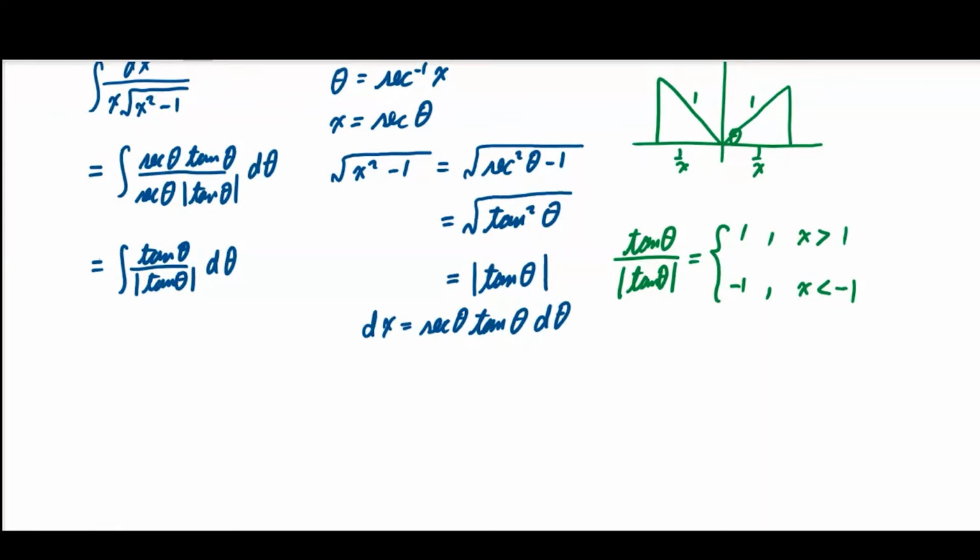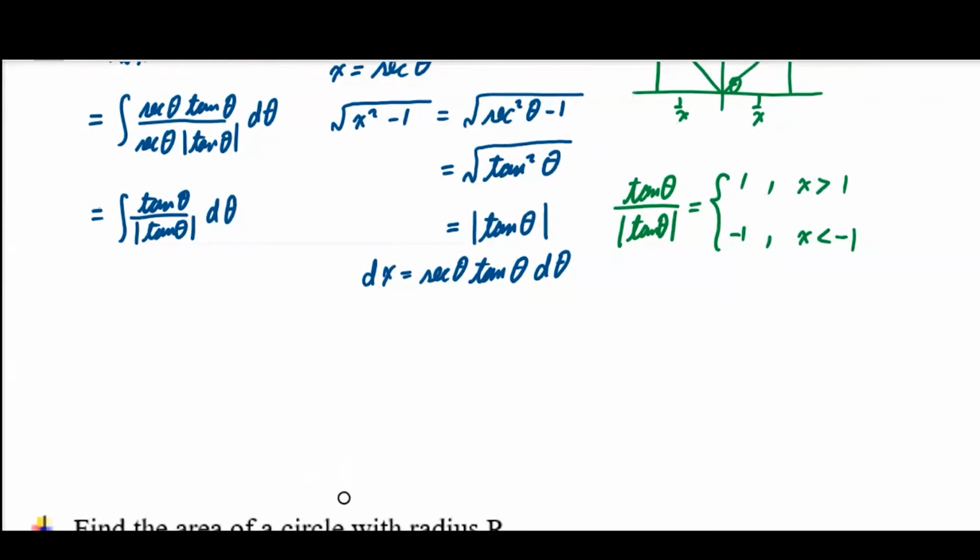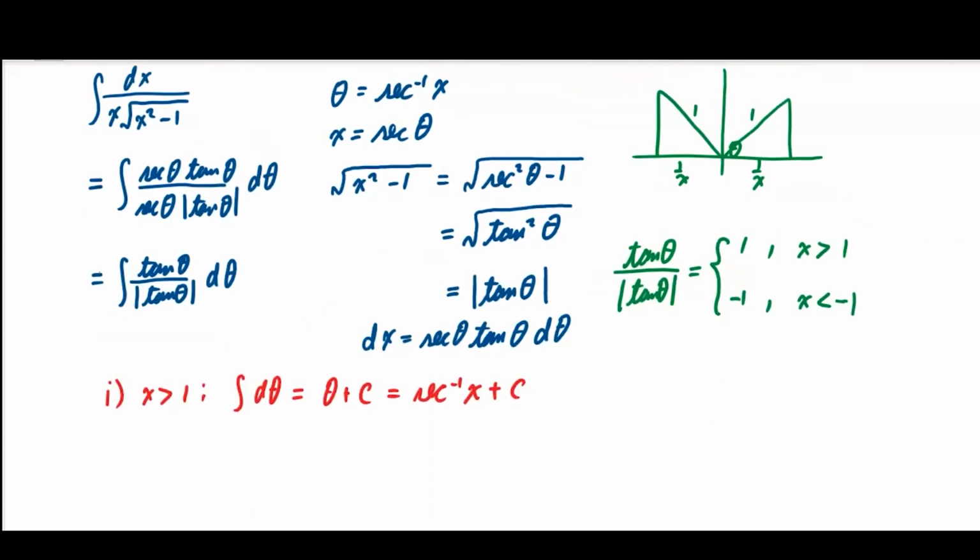Okay? So first, red color, case 1. Case 1 here. It's frozen. Case 1. X is more than 1. Then what we have is just 1, right? And that becomes theta plus c. And what's theta? Inverse secant. You get it? Very good. Inverse secant over there.